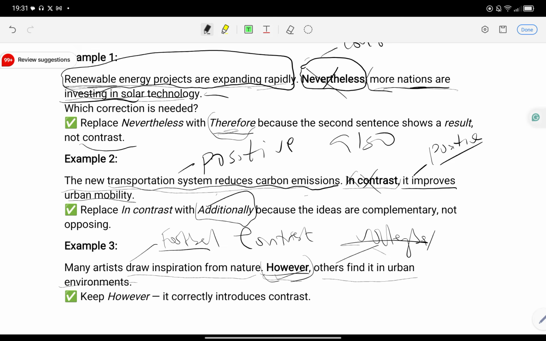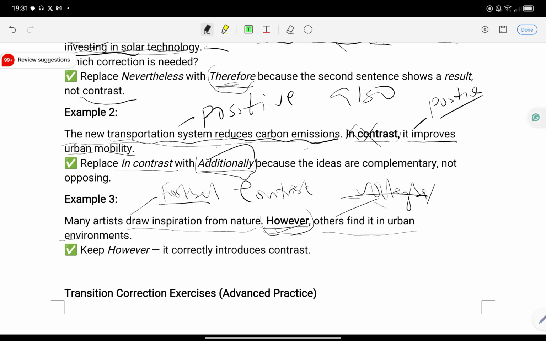Because this one continues or adds to the previous one, it should be something that shows addition. And that's why we are replacing "in contrast" with "additionally." So it will be: "The new transportation system reduces carbon emissions. Additionally, it improves urban mobility."